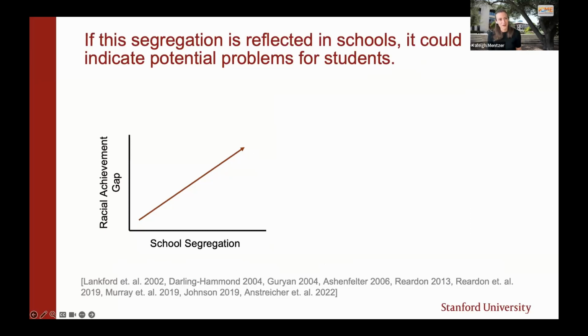So this is a very nuanced issue, but broadly speaking, what the education literature says is that segregation that's reflected in schools can indicate potential problems for students. There's a fair amount of research here, and in broad strokes, as school segregation increases, we typically see that the racial achievement gap tends to increase. So more segregation is associated with greater disparity between different ethnic groups, which is bad for students.